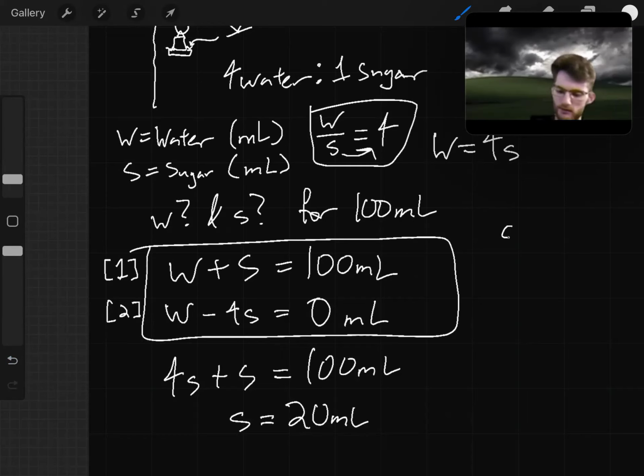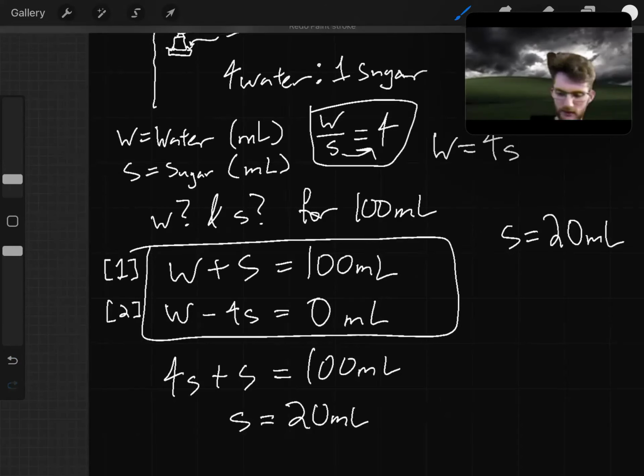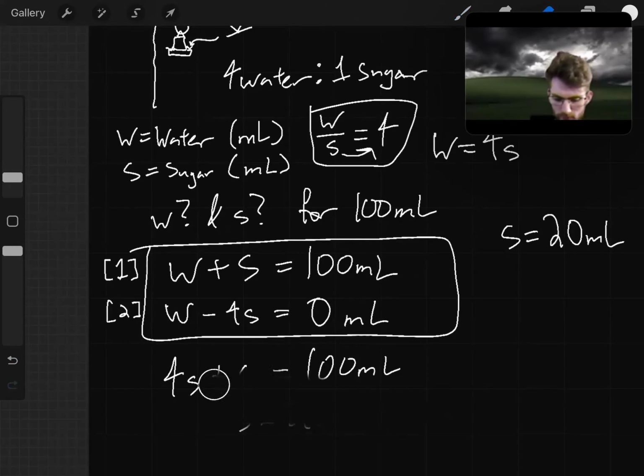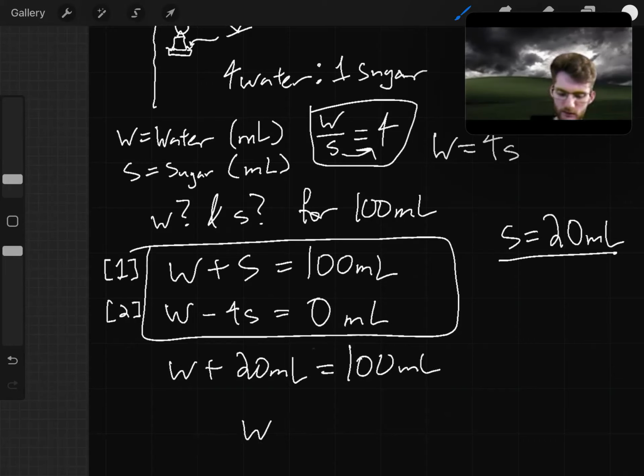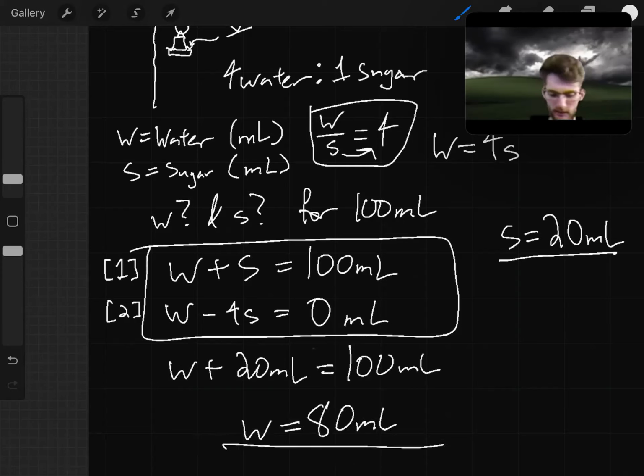So now I have a solution for the amount of sugar, but how much water do I need? If I use equation 1 again, and I have this substituted in, that means W plus 20 milliliters equals 100 milliliters, which means W, subtract both sides by 20 milliliters, equals 80. All right, I have my solutions.